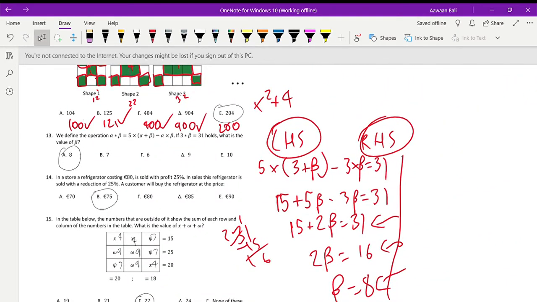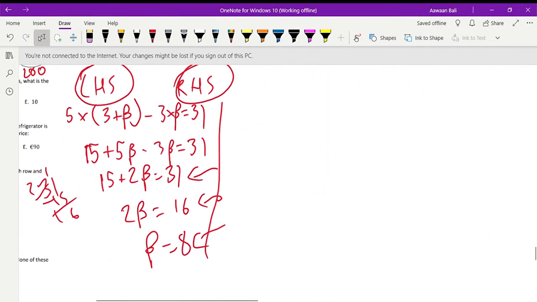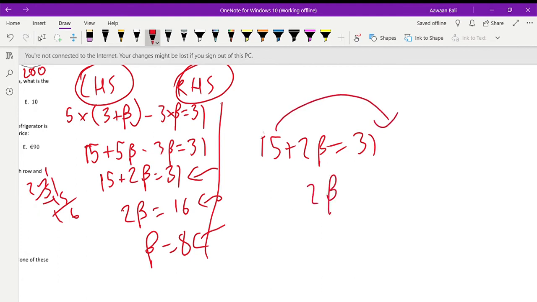And another way you can imagine is that you can take the term to the other side. Like if we took 15 to the other side, it's 2 beta equals 31 minus 15. And since we know this is 15, a positive number, it's a plus.